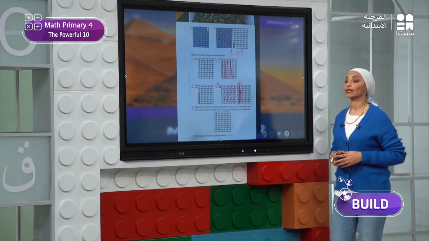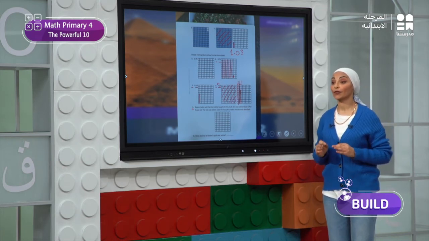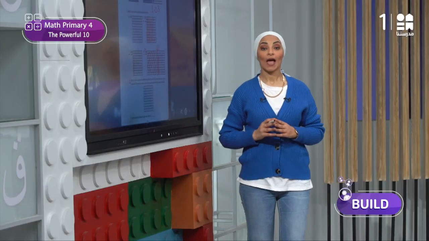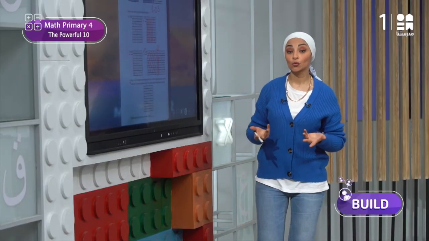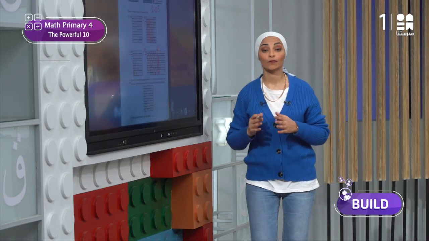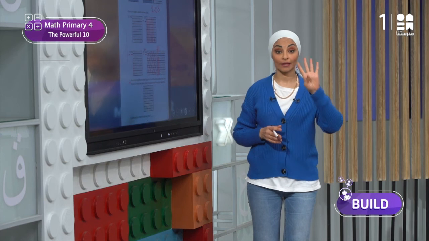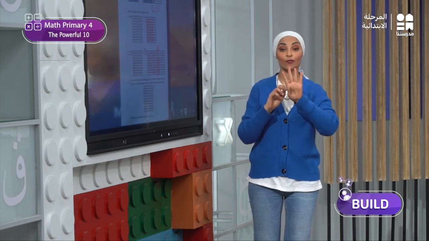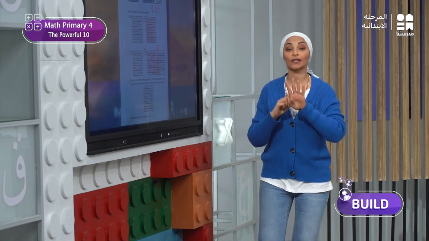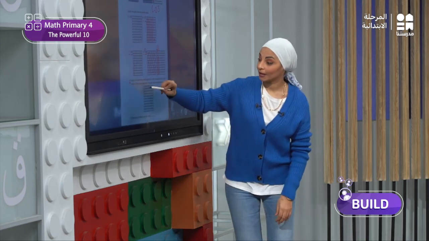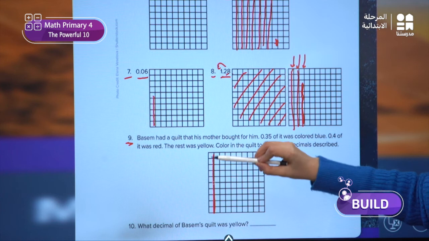Okay, now let's solve the problem all together by representing it in the grid here. First, the red represents what? 0.4 of the quilt. What does that mean? It means 4 tenths. 0.4 means 4 tenths, so the red represents 4 columns of 10. So I will color 4 columns in red.